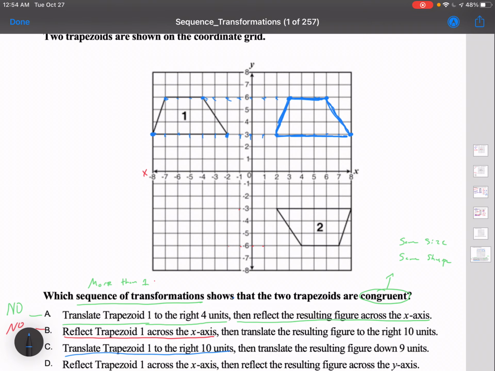Okay, so that's the first part. Now the next part, it says translate the resulting figure 9 units down. So if I go to translate this down, I'm going to take this point here: 1, 2, 3, 4, 5, 6, 7, 8, 9. Then this bottom point here: 1, 2, 3, 4, 5, 6, 7, 8, 9.